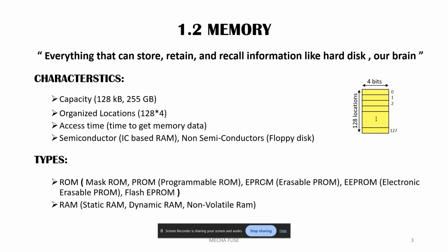So moving toward our topic, it can be 128 KB, 256 GB, 1000 TB, terabyte, and many others. It is organized location. For example, you can say in this picture on the right 128 locations, and each location has 4 bits, means 0000. It's a 4-bit number.